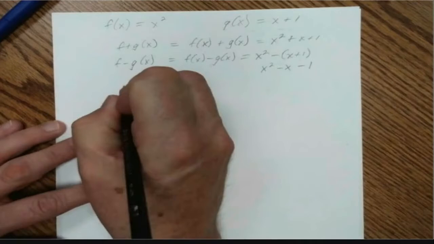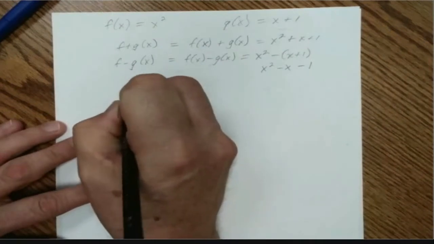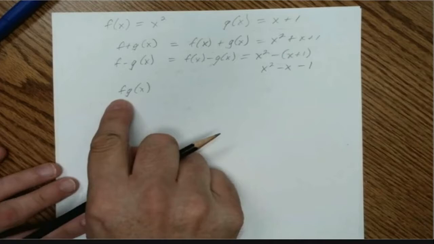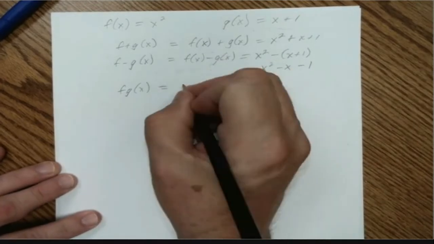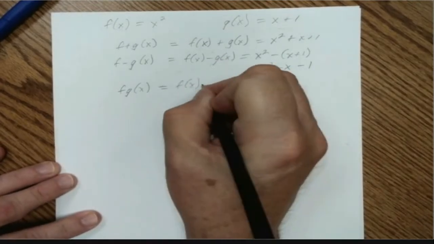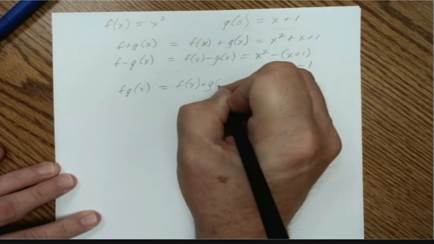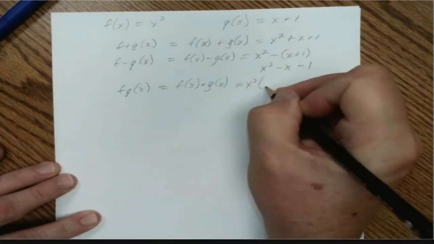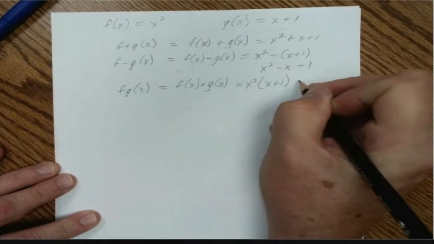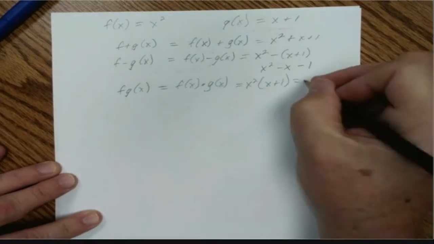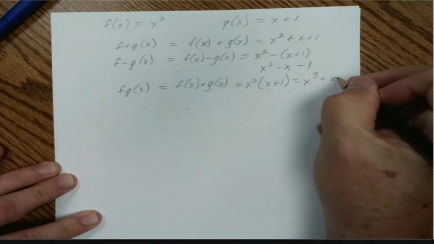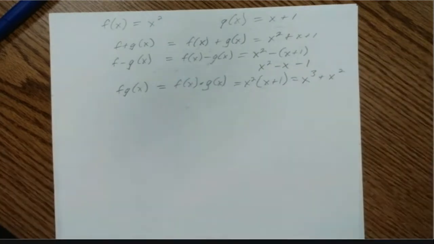We can do fg of x, which is multiplying. When we have 2 variables right next to each other, that's multiplying. That's the same thing as taking f of x and multiplying it times g of x, which in this case would mean taking x squared and multiplying it times x plus 1, which would be x squared times x is x to the 3rd, x squared times 1. So that equals x to the 3rd plus x squared.